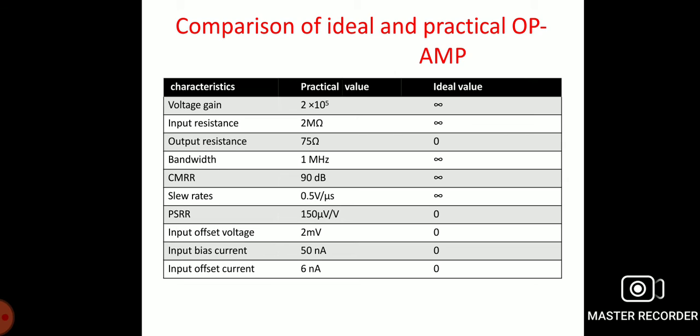So these are the characteristic parameters. What are the different characteristics? First of all, the voltage gain, input resistance and output resistance, and also the bandwidth, common mode rejection ratio, slew rate, PSRR, input offset voltage, input bias current, input offset current. Now we can move to the general configurations. What are the open loop and closed loop configurations?